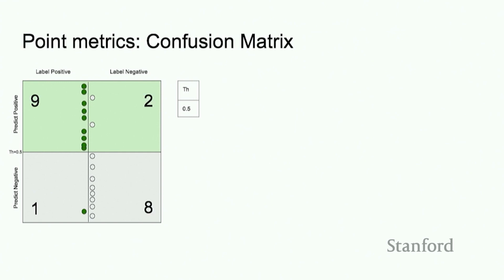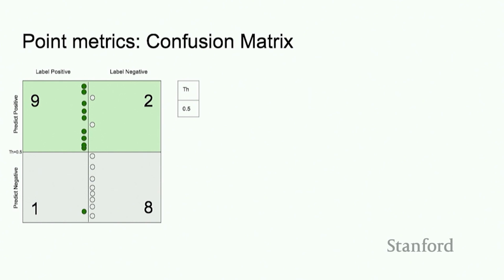So what did we do here? We just summed up the number of examples in each block, right? So on the top left are the examples that were actually positive, and we also predicted positive. And similarly, on the top right, we have examples that were predicted positive but were actually negative, right? And this kind of a matrix is called a confusion matrix. And that's just standard terminology, right?